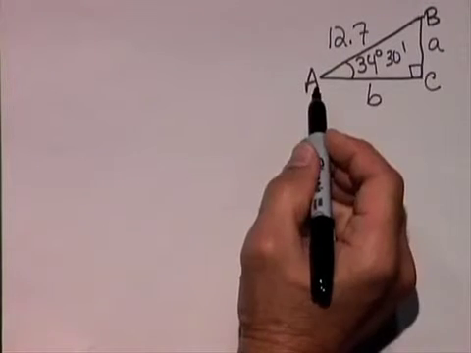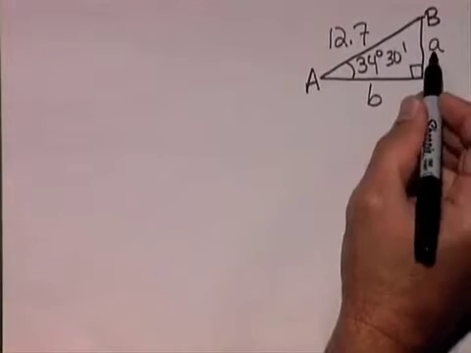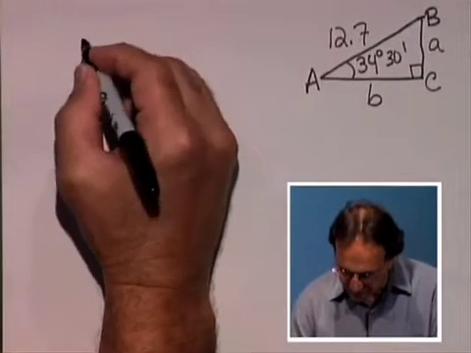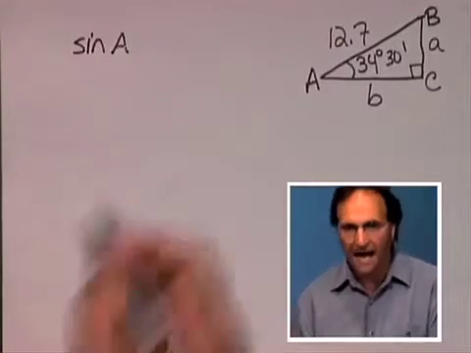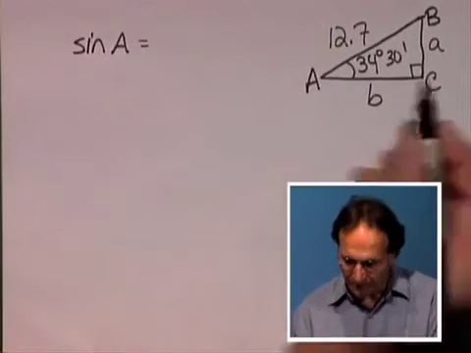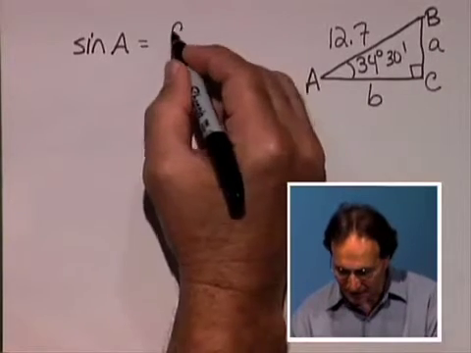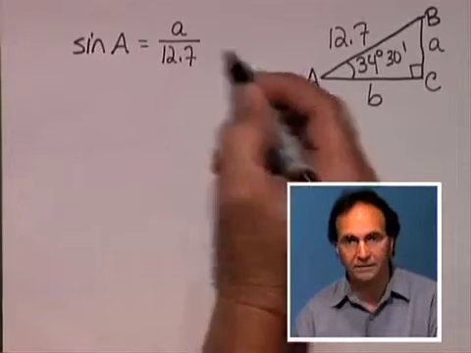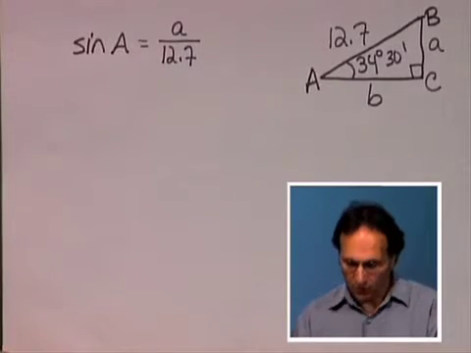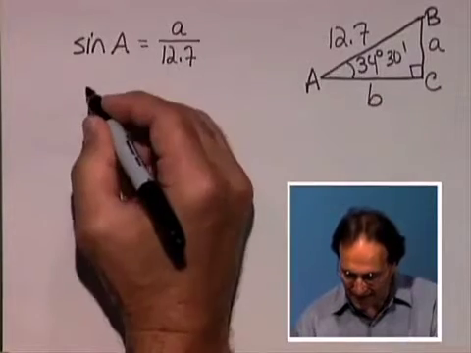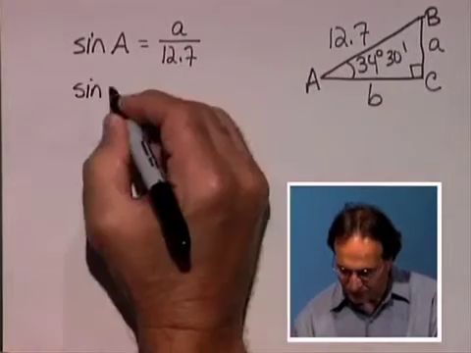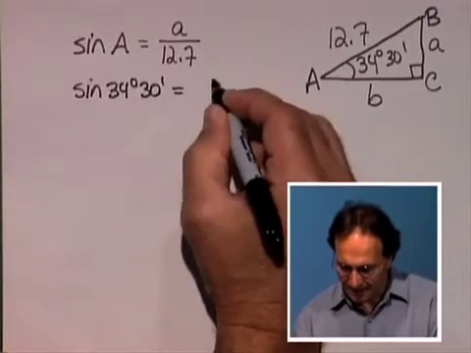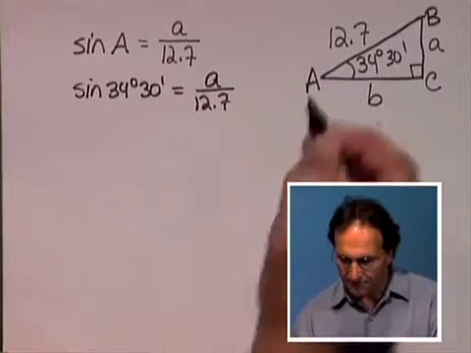First, let's find the value of side A since we have angle A. And the way we do that is we say that the sine of angle A would be equal to the side opposite, which is A, divided by the hypotenuse, 12.7. And now we can substitute the angle A, which is 34 degrees, 30 minutes, and that's equal to A divided by 12.7.